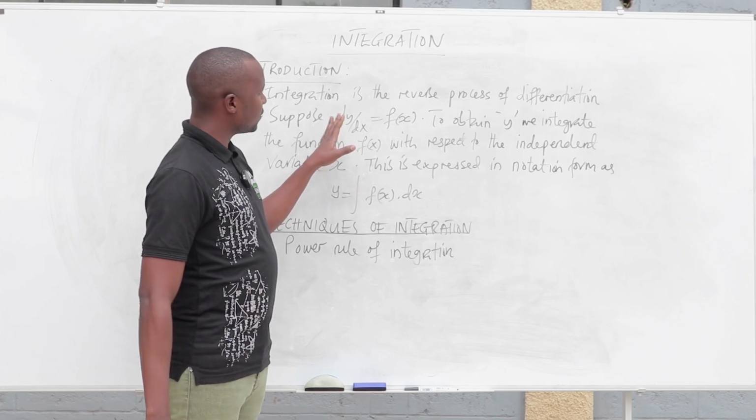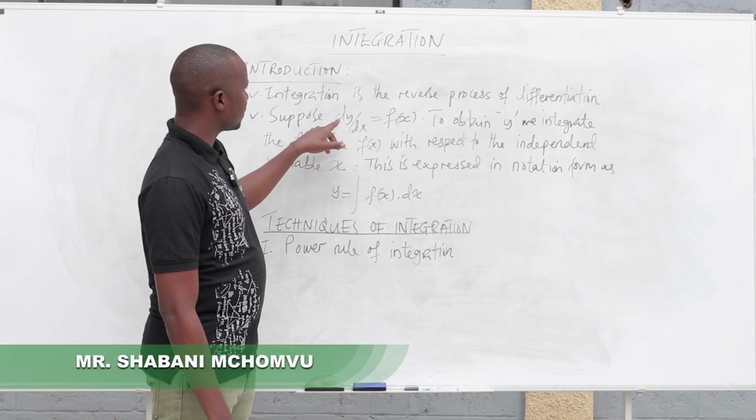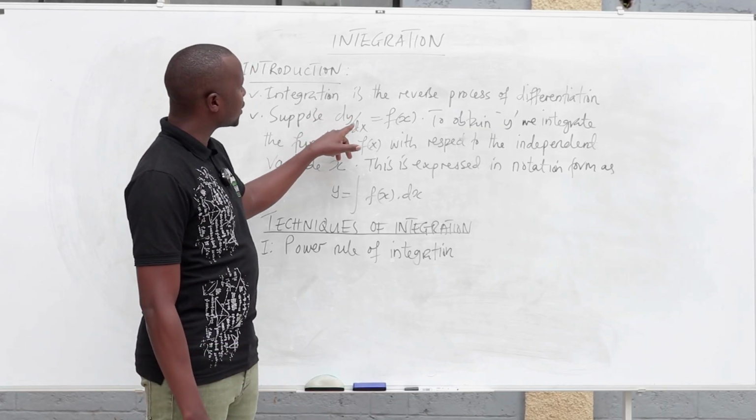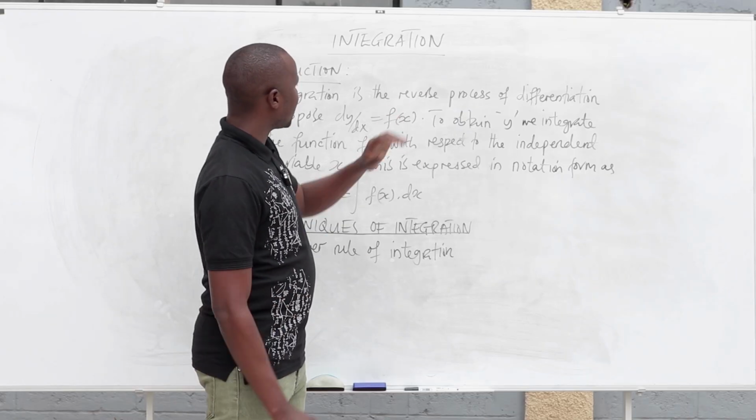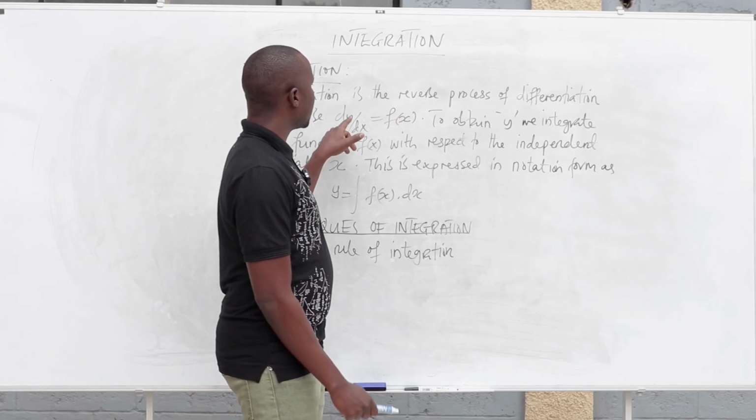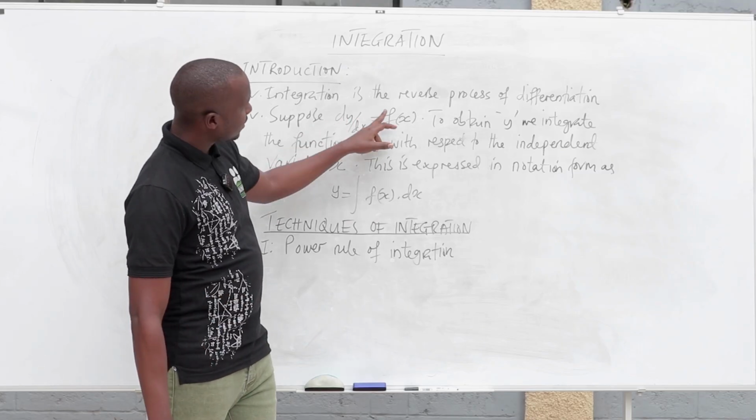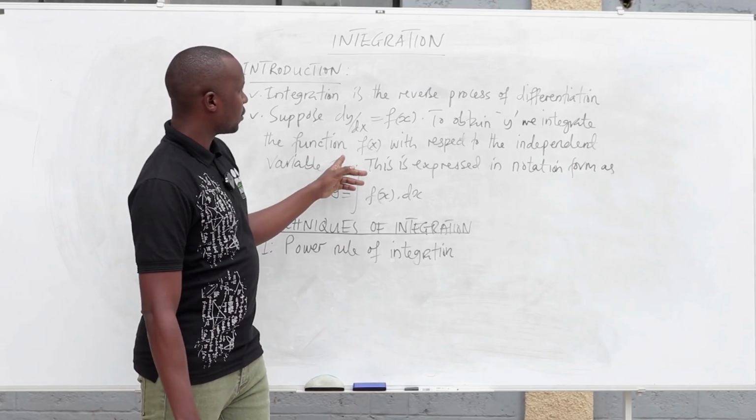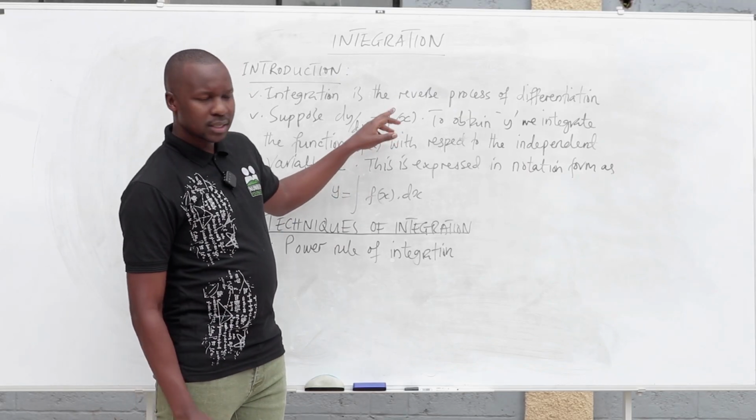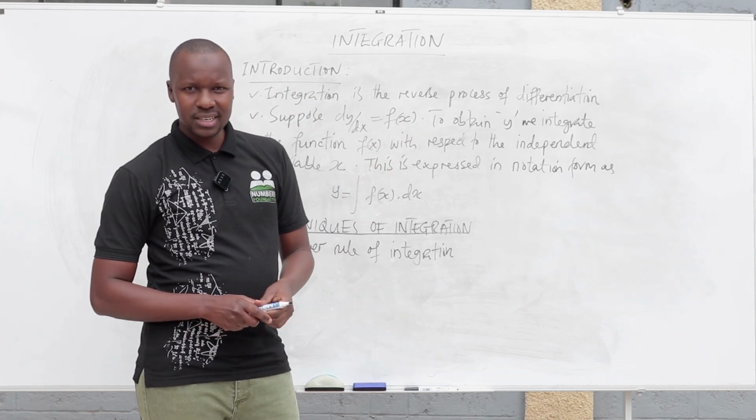Suppose we have the differentiated function. We have dy dx, that means the differentiation of the function with respect to the independent variable x, which equals a certain function. Now, for us to obtain this value of y here, we need to integrate this function with respect to the independent variable x. And what is this function? This function here is what we call the integrand.